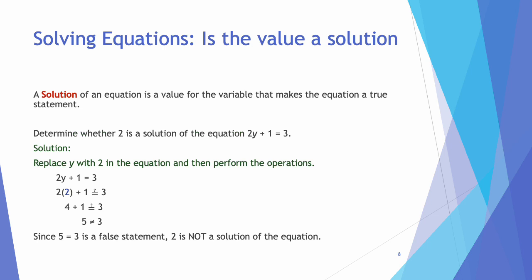In this example, we're going to determine whether 2 is a solution to the equation 2y plus 1 equals 3. For the solution, I'm going to replace y with 2 in the equation and then perform the operations. So I have 2y plus 1 equals 3. I replace y with 2, and I have 2 times 2 plus 1, does that equal 3? I have 4 plus 1, does that equal 3? And I end up with 5 on the left side and 3 on the right side. And since 5 does not equal 3, or it's a false statement, 2 is not a solution to this equation.